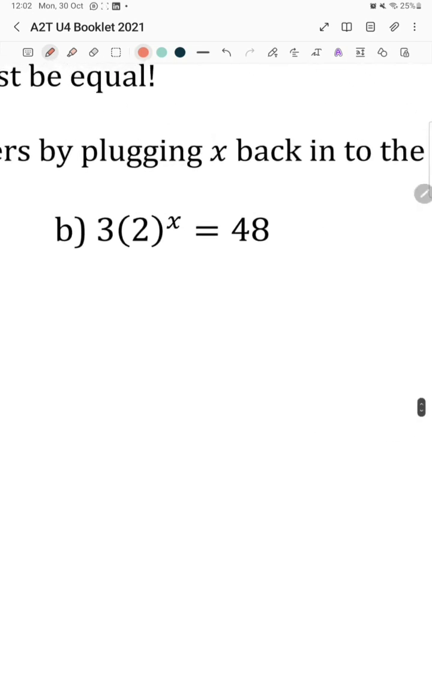Okay, now here also we do not have the same base. So if the base is not the same, we're first going to make the base the same and then we will make the exponent the same. So it's 3.